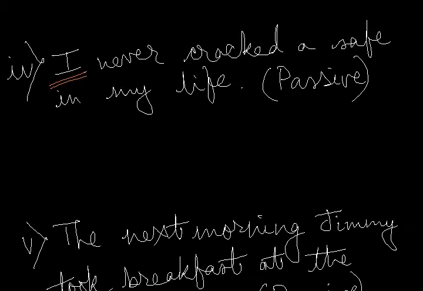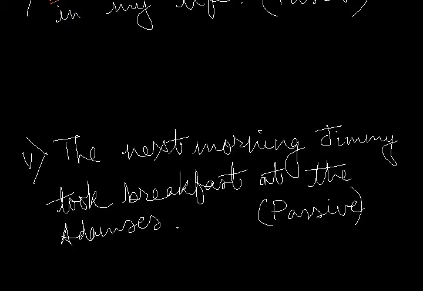Let us move on to sentence number 5. The next morning, Jimmy took breakfast at the Adamses. Over here again, Jimmy is the subject, and Jimmy did something. He took breakfast at the Adamses. So of course, the verb is again in active voice.